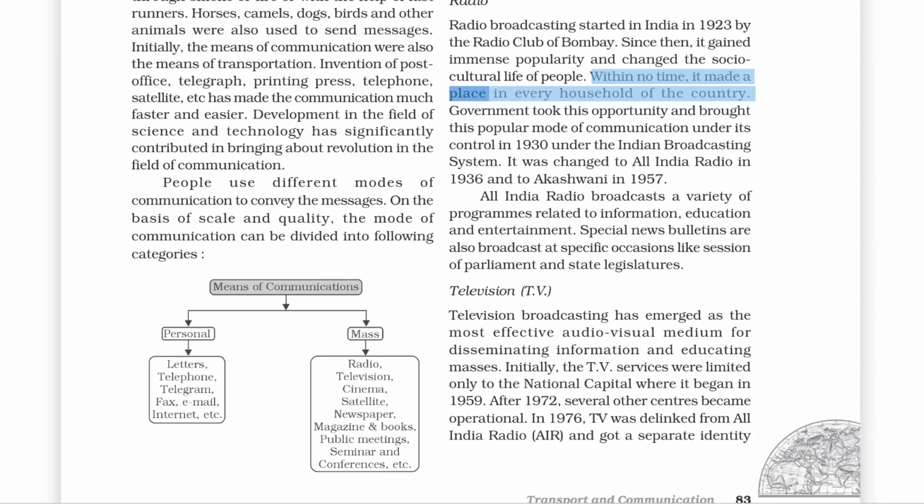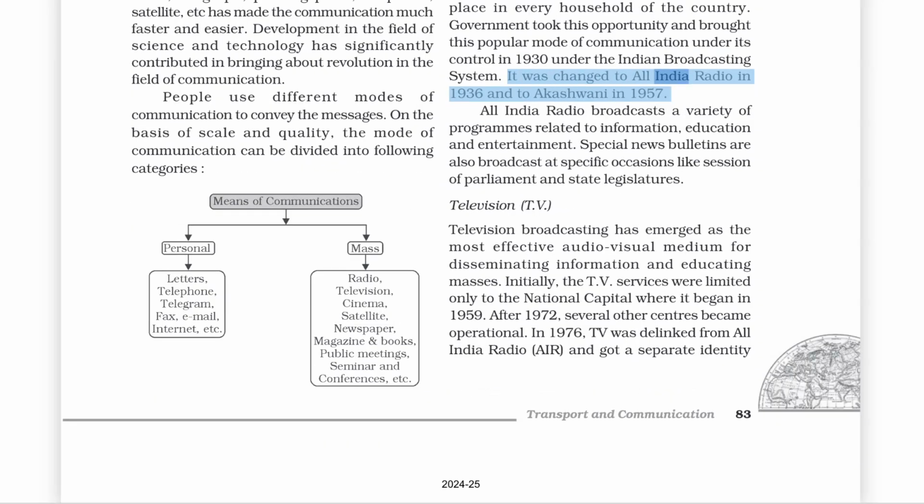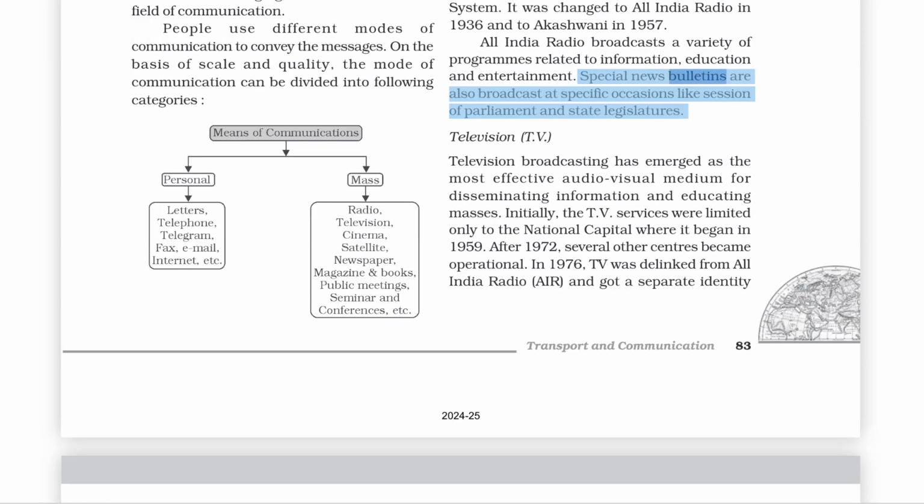Within no time, it made a place in every household of the country. Government took this opportunity and brought this popular mode of communication under its control in 1930 under the Indian Broadcasting System. It was changed to All India Radio in 1936 and to Akashwani in 1957. All India Radio broadcasts a variety of programs related to information, education, and entertainment. Special news bulletins are also broadcast at specific occasions like session of parliament and state legislatures.